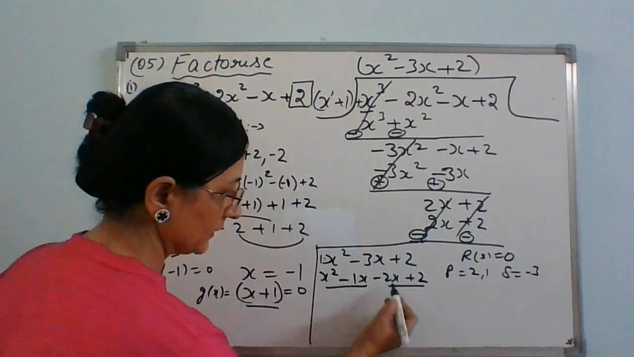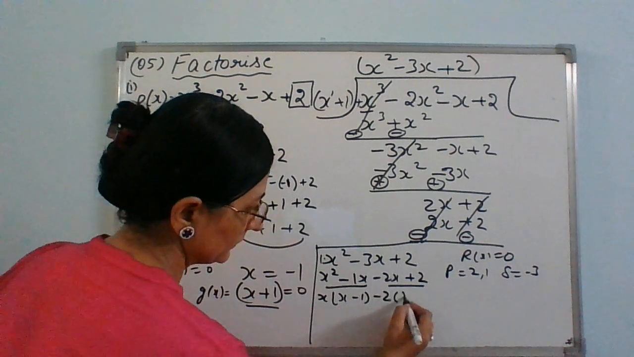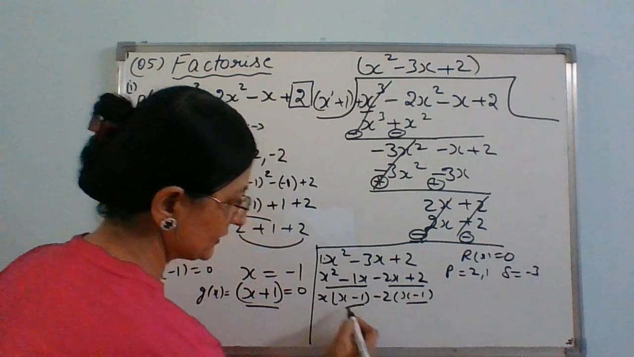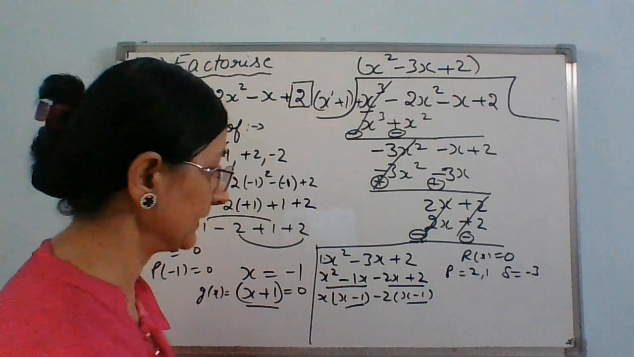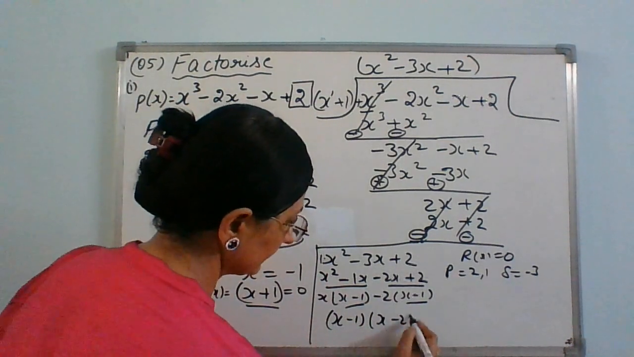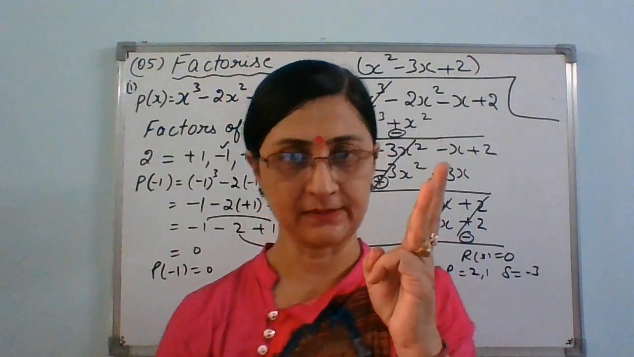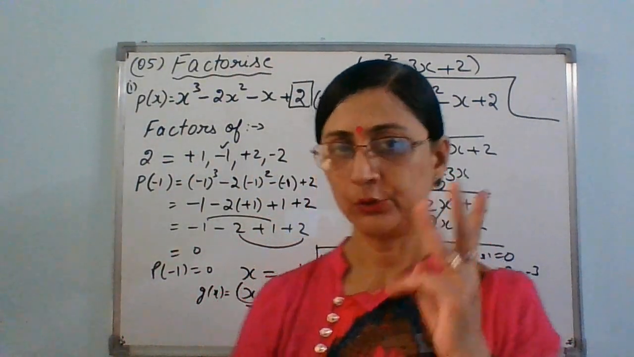Then the next step is taking common. x will be common, so x minus 1 comes, here minus 2 is common so x minus 1 comes. This should be the same, this is the same, so splitting is correct. x minus 1 is one factor, x minus 2 is the other factor. But this is a cubic, we should have 3 factors. Quadratic has 2, cubic has 3.